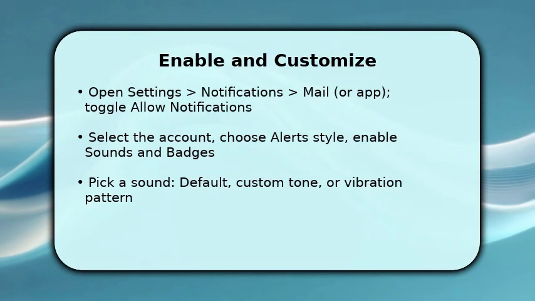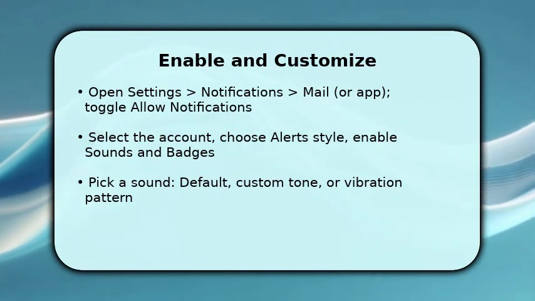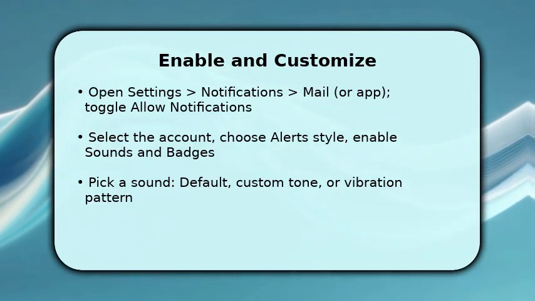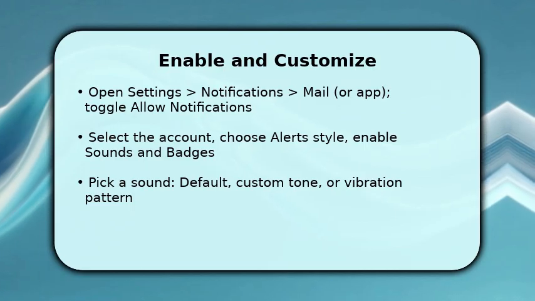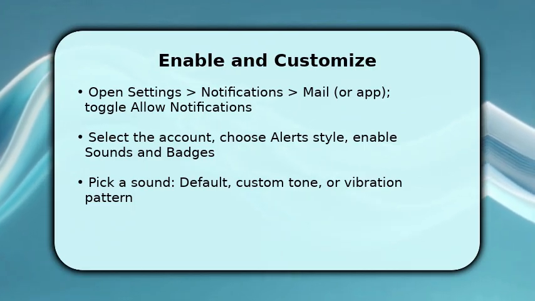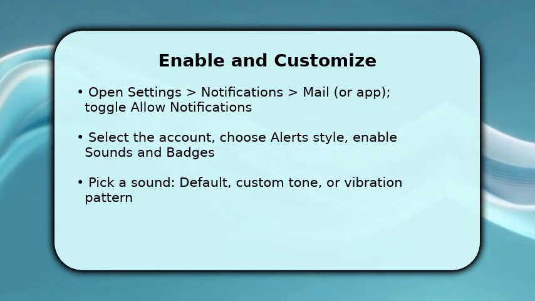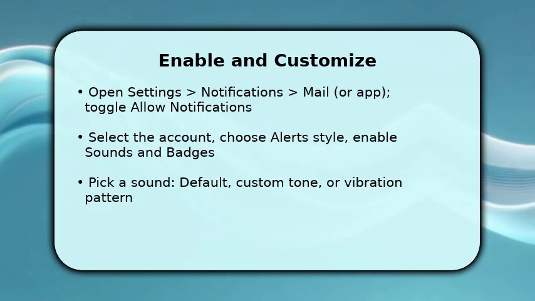Now dive into notification options. Tap Settings, Notifications, then Mail or your email app. You'll see accounts listed. Select the specific account and toggle Allow Notifications on. Next, choose Alert Style, Lock Screen, Notification Center, Banners, and enable sounds so audio plays.